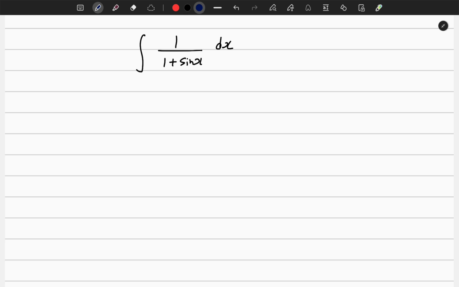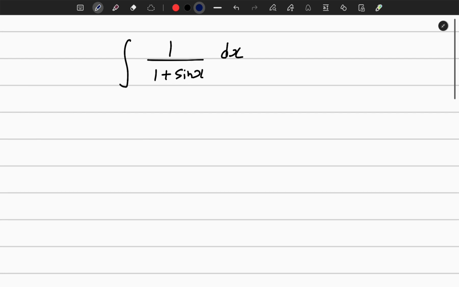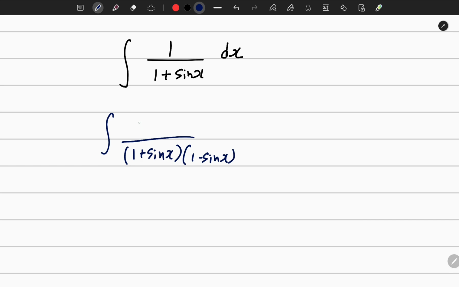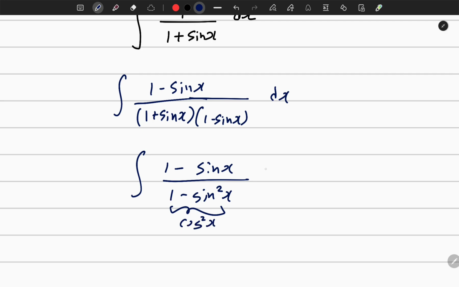In this video I'm going to evaluate this integral. So first, I'm going to multiply both up and down by this reciprocal. This is 1 minus sin x, this is also 1 minus sin x, right? So this is 1 minus sin x over 1 minus sin square x, right? This is what cos square x dx.